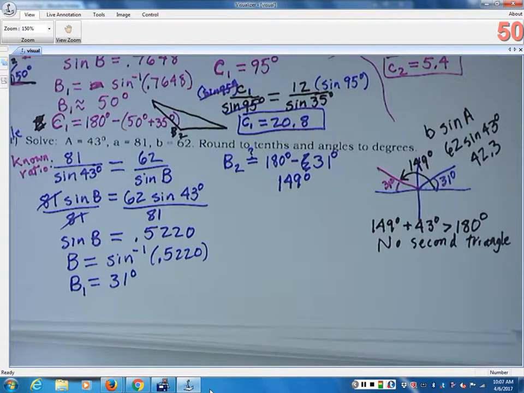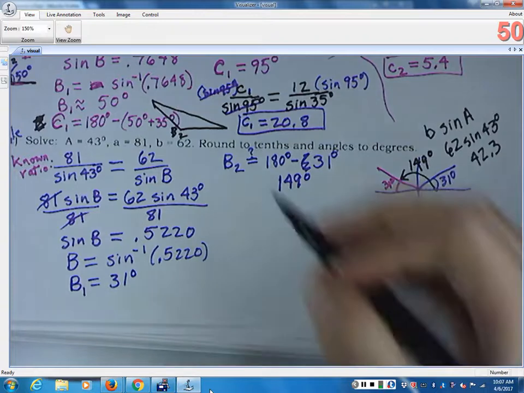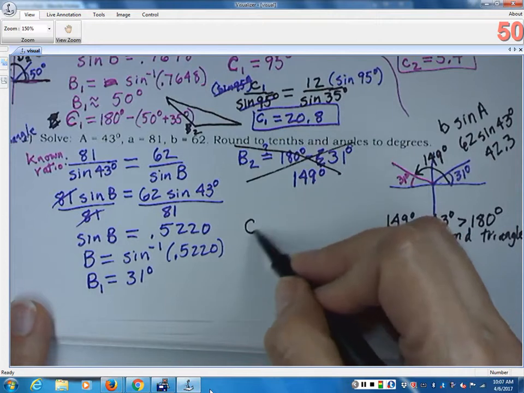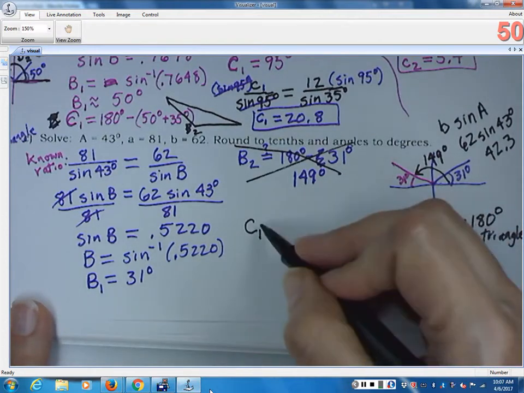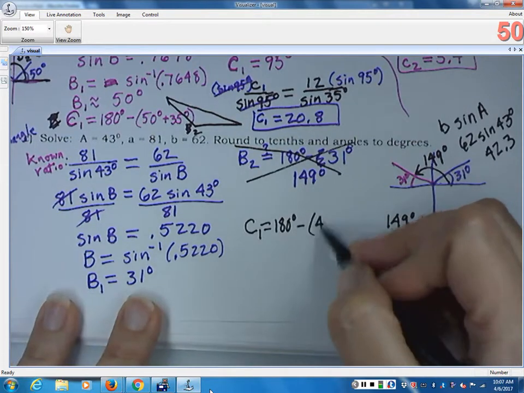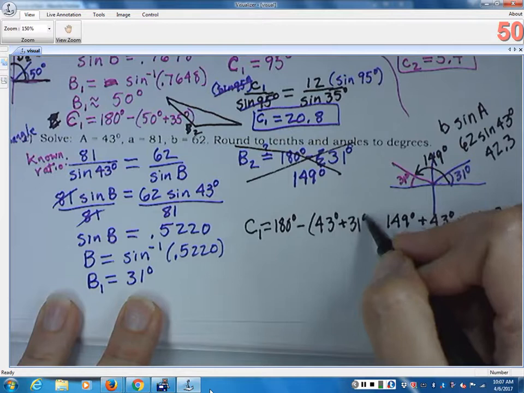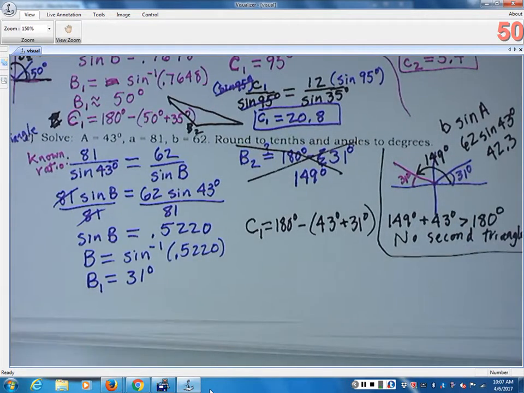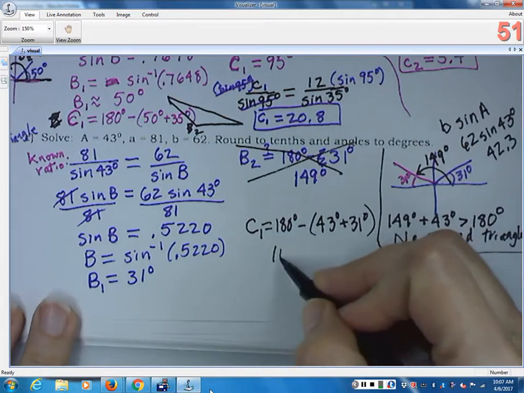All right, so now we're not done. We've got to find angle C. So we don't have a B2. We just have a B and a C. Now I can call it C1, but it's really just 180 minus the sum of the 43 plus the 31. And you get 106.